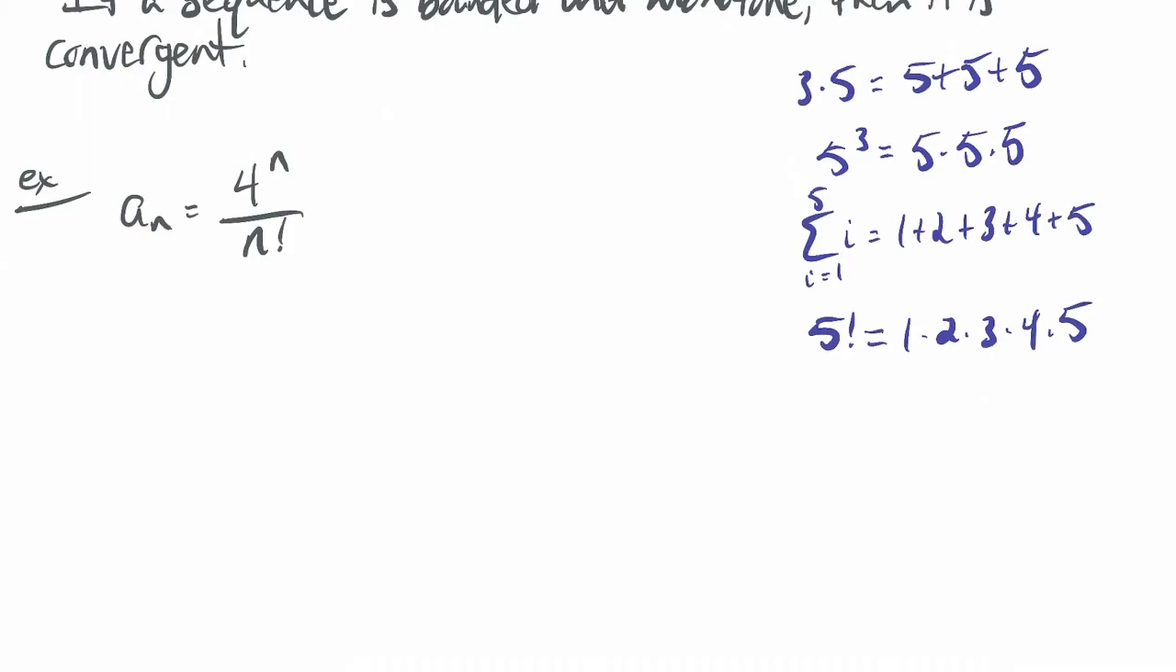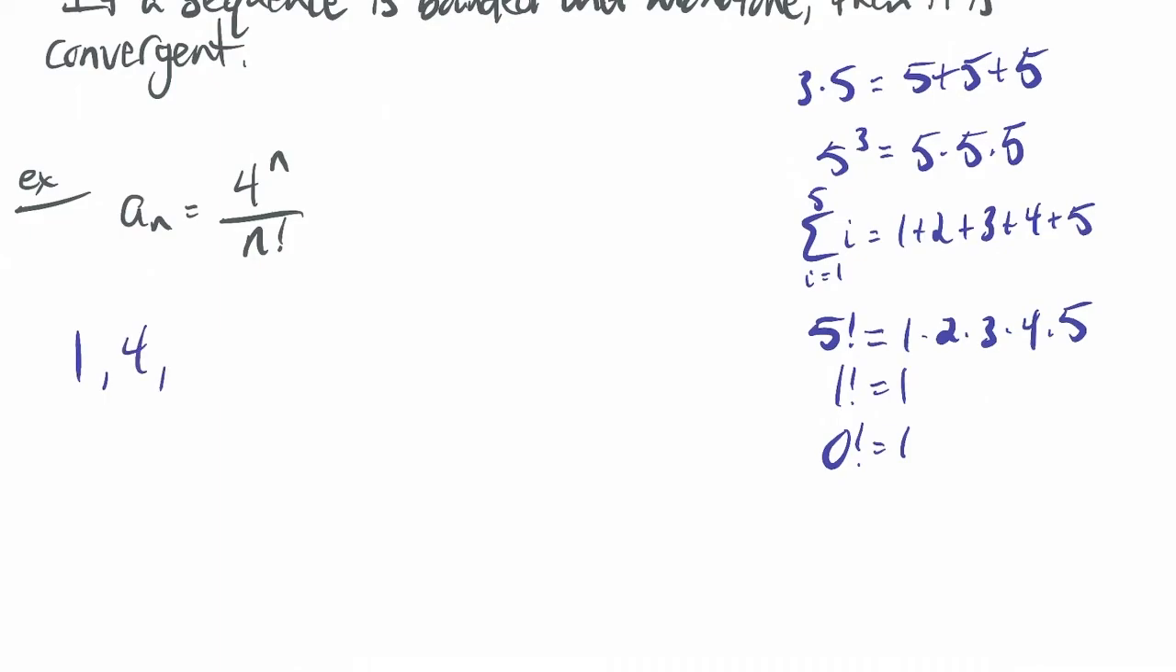So 1 factorial is 1, 0 factorial is also 1 for reasons we can get into at a different time. So if I put in 0, I will get 4 to the 0 power, which is 1 over 1, so I get 1. If I put in 1, I get 4 to the first power, which is 4 over 1, which is 4. Looks like it's increasing, huh?